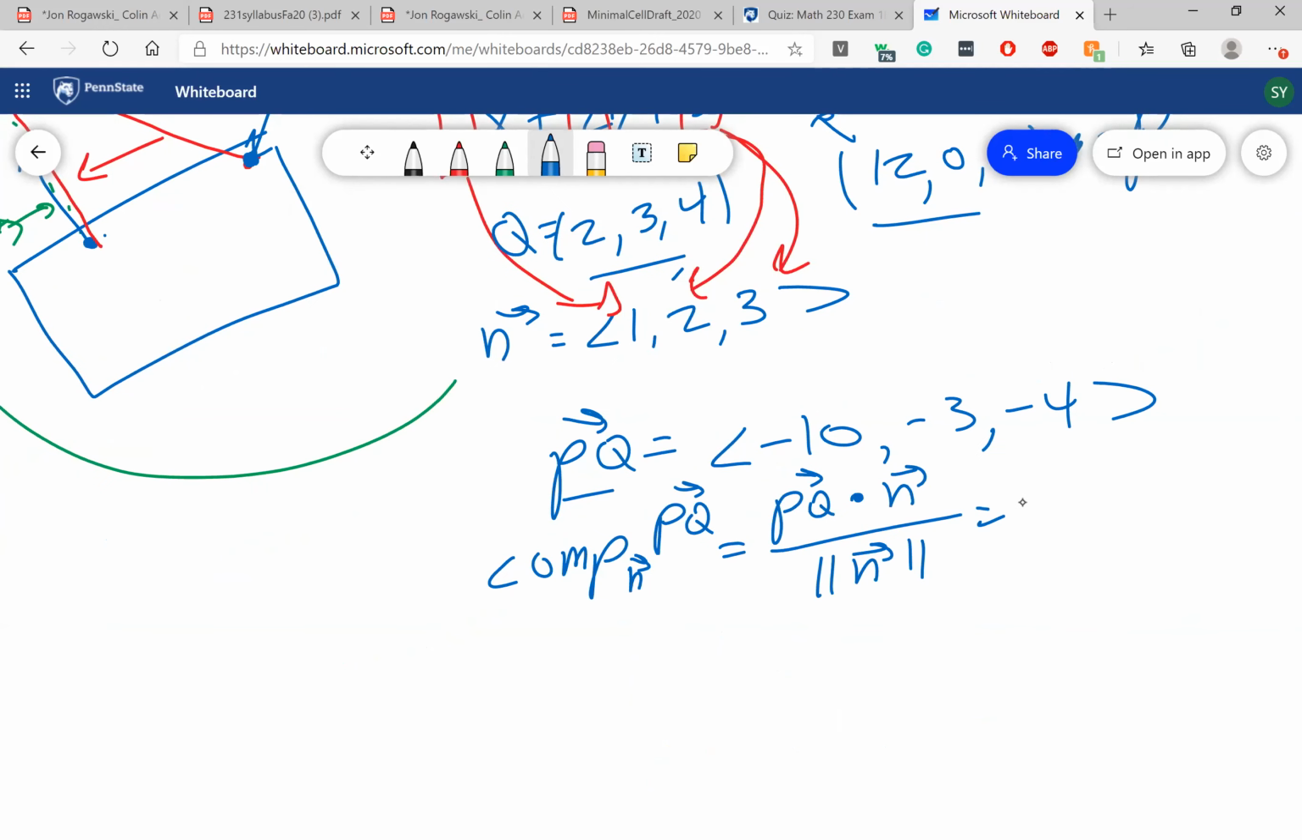Okay, and then this is equal to, so 1 times, so it's negative 10 minus 6 minus 12. Yeah. Professor? Yeah. I think the PQ should be 10 minus 3 minus 4. 2, no, it's 2 minus 12. Oh, sorry, or 3 minus 0. Then 10, then 3, 4. Right, okay, yeah, you're right. One of these was wrong. Thanks.